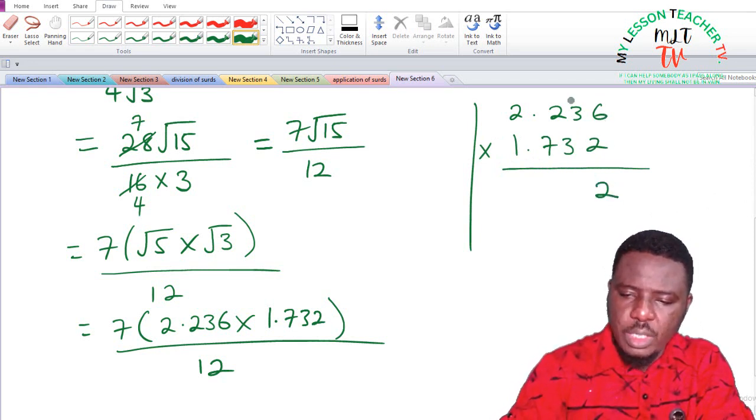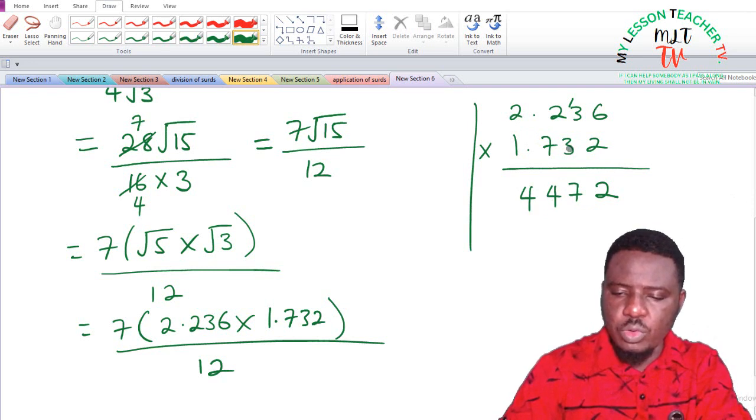You write down 2 and carry 1. 2 times 3 is 6 plus 1 is 7. 2 times 2 is 4. 2 times 2 is 4. We also go this way.